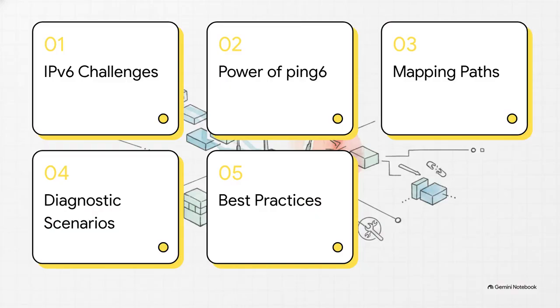Here's our roadmap for this explainer. First, we'll outline the IPv6 Troubleshooting Challenge. Then we'll dive into the power of Ping 6, followed by mapping paths with Traceroute 6. After that, we'll tackle some real-world diagnostic scenarios and wrap it all up with IPv6 debugging best practices.